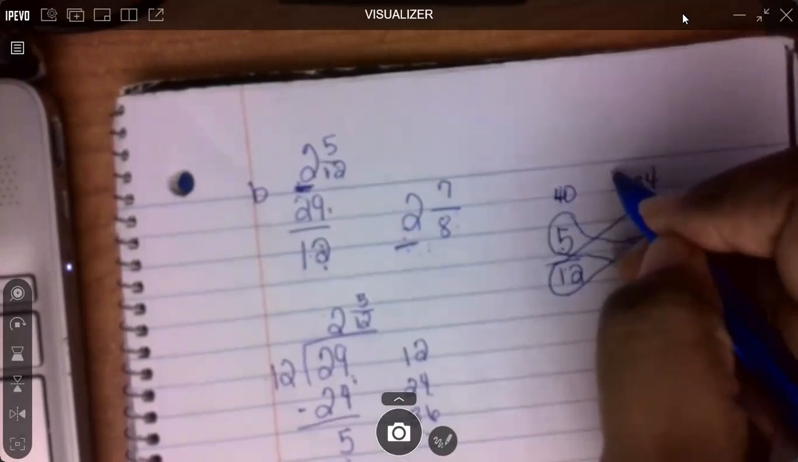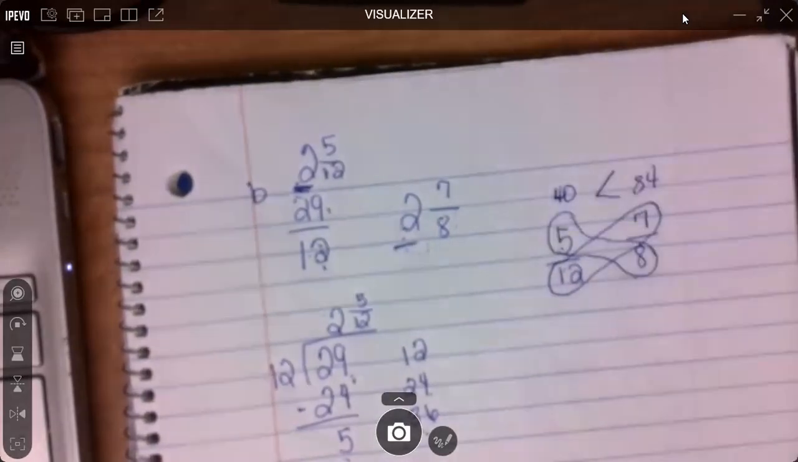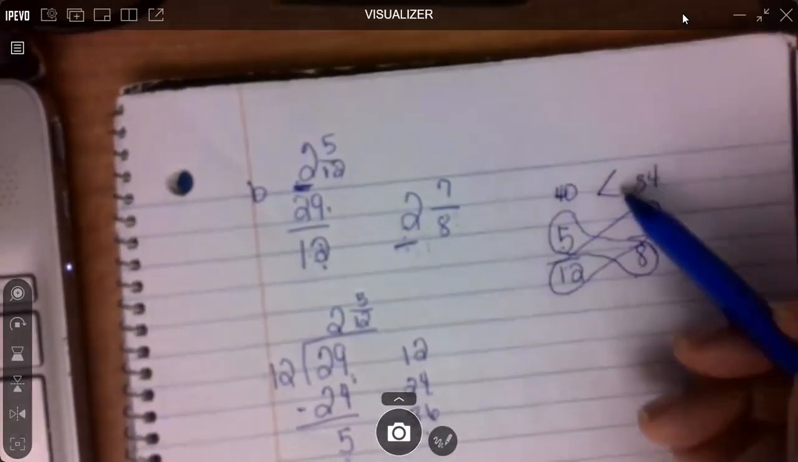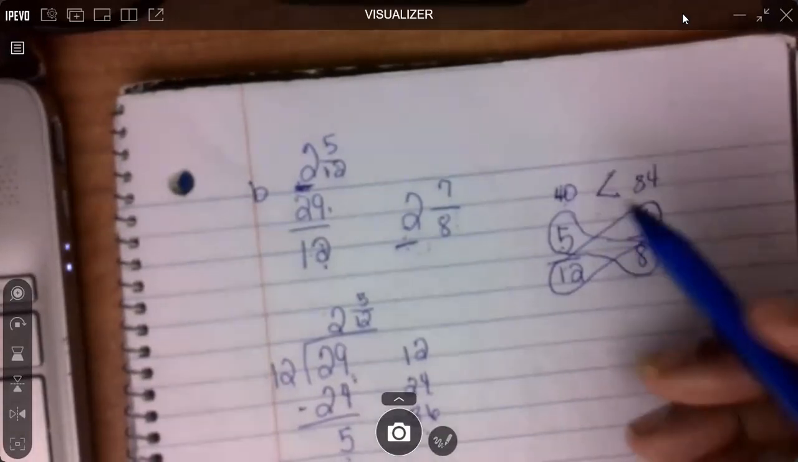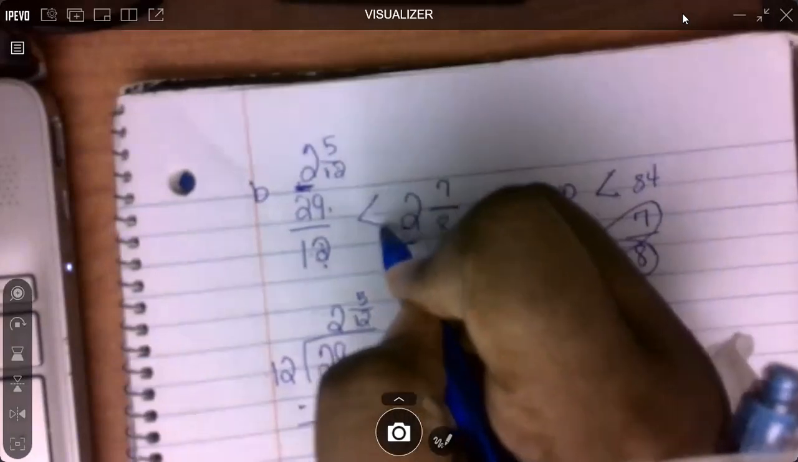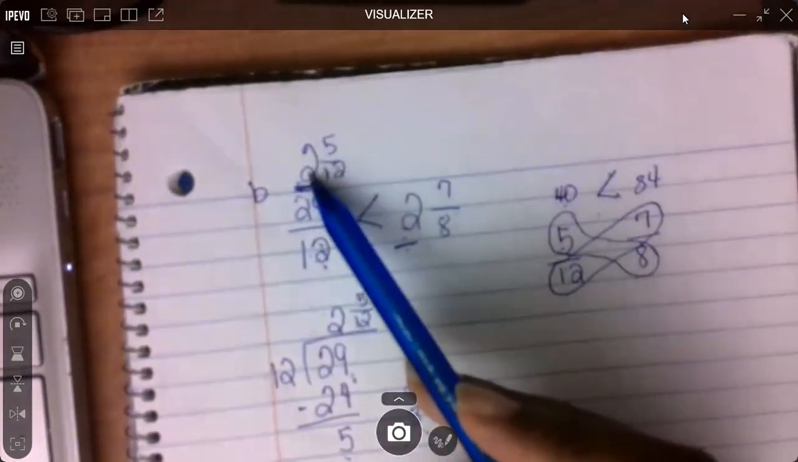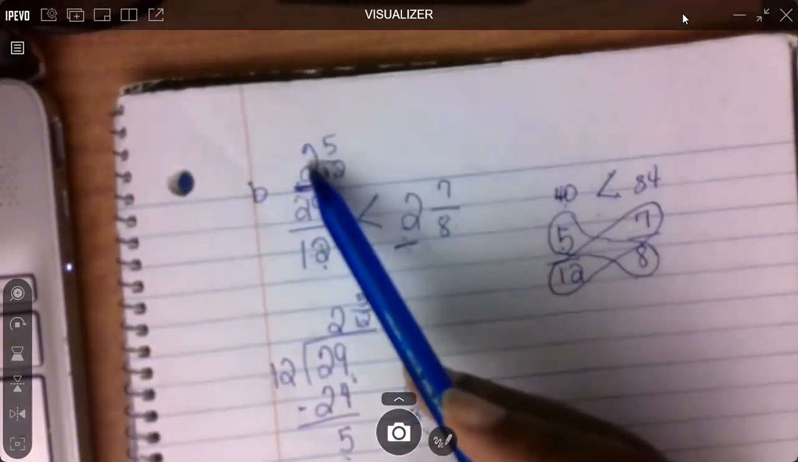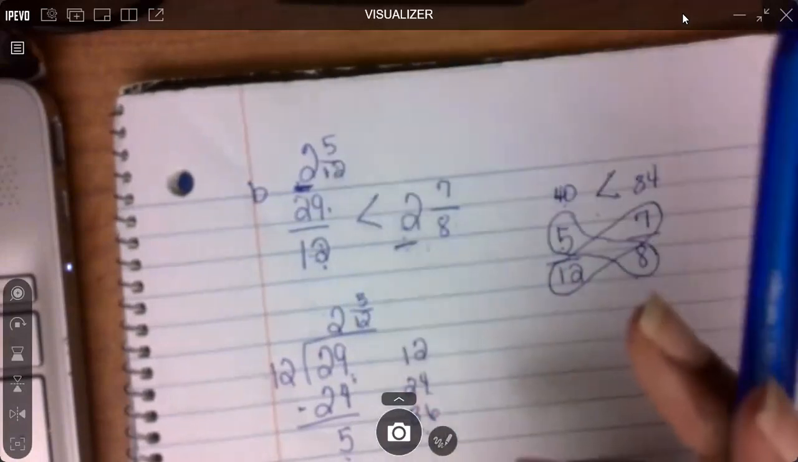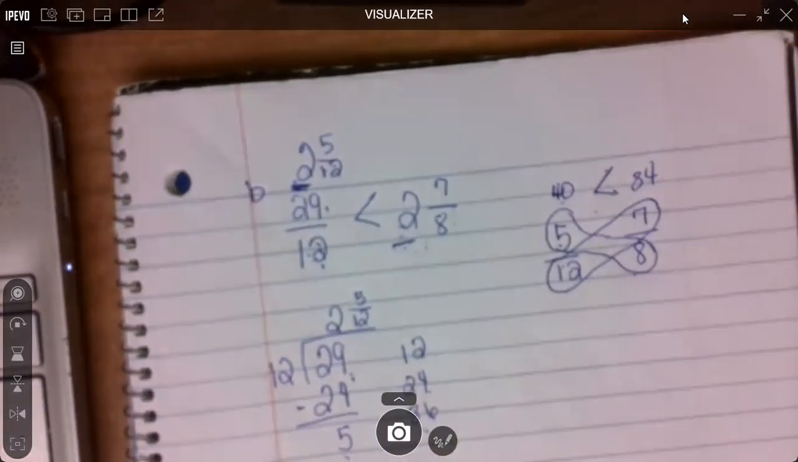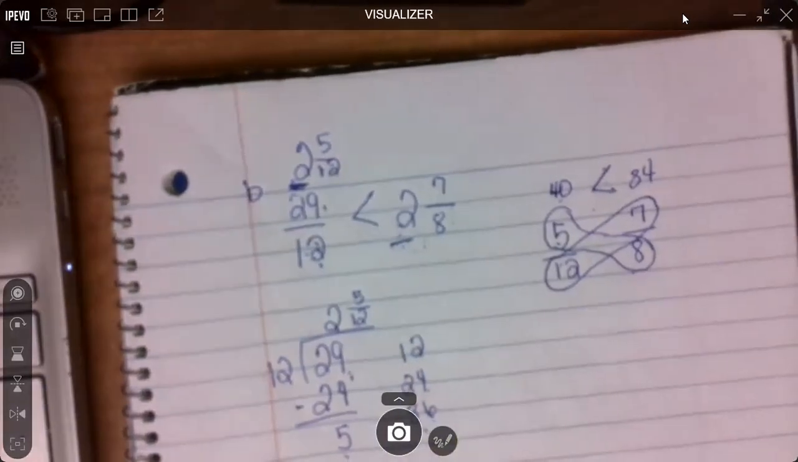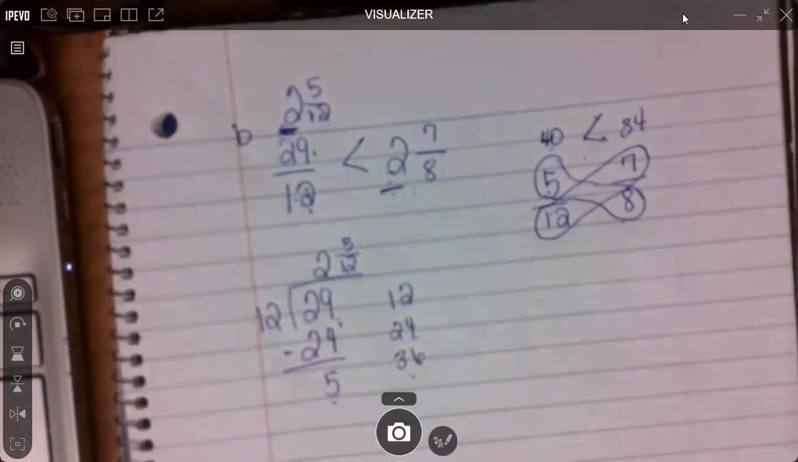84. And remember, going all the way back to second grade, the alligator mouth opens to the bigger number. But really, this is saying the less than sign. So we're saying that 29 twelfths or 2 and 5 twelfths, they're the exact same thing, is less than 2 and 7/8, using the previous knowledge that we already had.